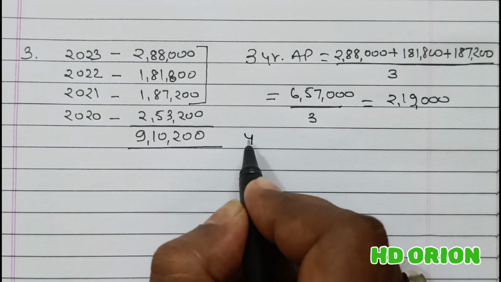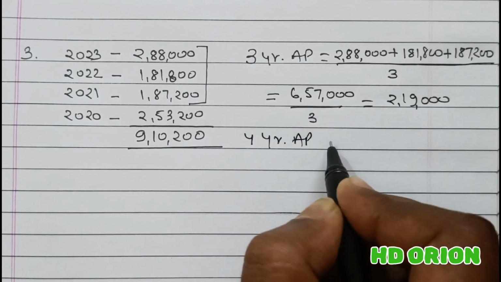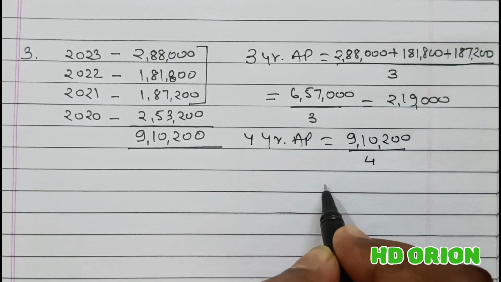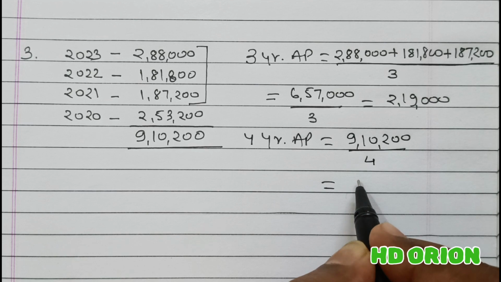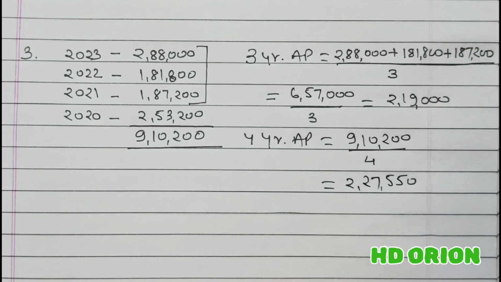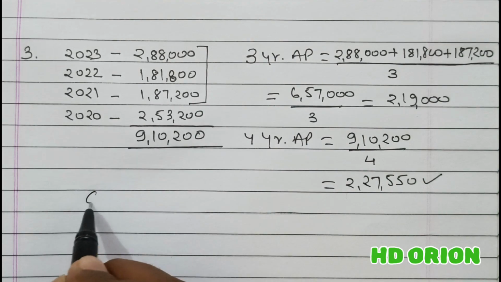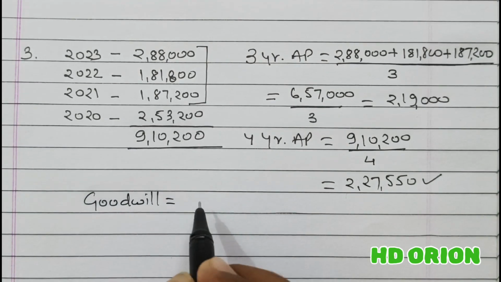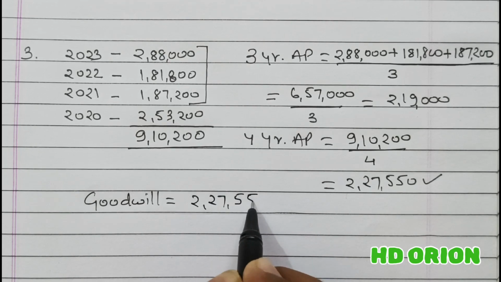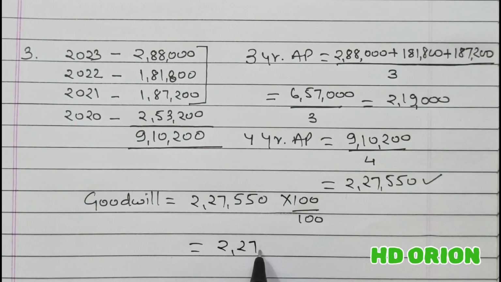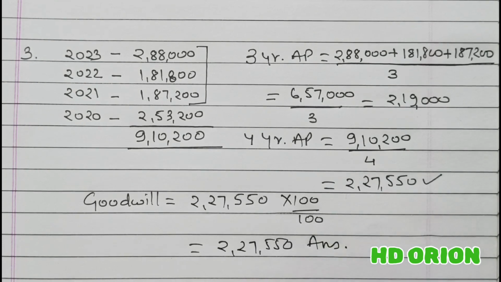And 4 years average profit is equal to this total, that is 9,10,200 divided by 4, and the amount is 2,27,550. Now the question says that 3 years average profit or 4 years average profit, whichever is more. So here when we compare these two, this is more. So our goodwill will be 2,27,550's 100%. So goodwill is 2,27,550. This is the answer.